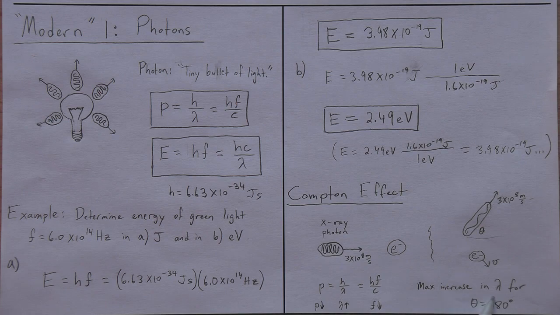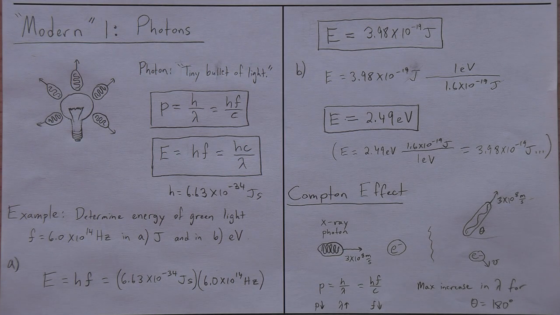Also, the maximum increase in the wavelength is for if this scatters at 180 degrees. Why? Well, that would be the photon smacking right into this dead on instead of a glancing blow. And that'll send the electron forward fastest, which means when the photon recoils, it'll lose even more momentum than if it was just a little glancing collision like that. So that's the Compton effect.